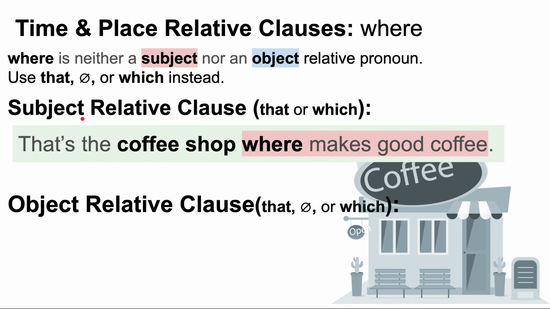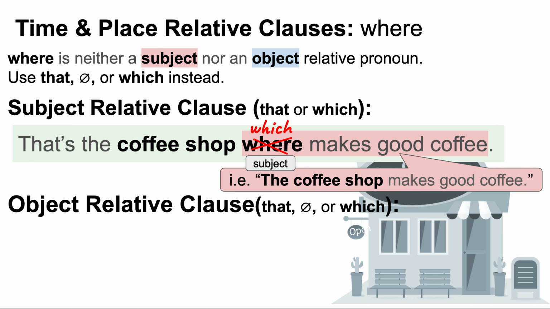That's the coffee shop where makes good coffee. Here, where is incorrect. Use which instead, because this is a subject relative clause. That is, the coffee shop makes good coffee.